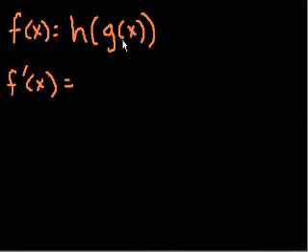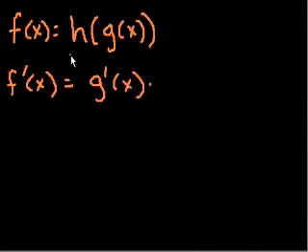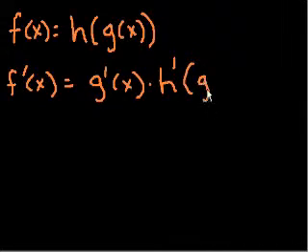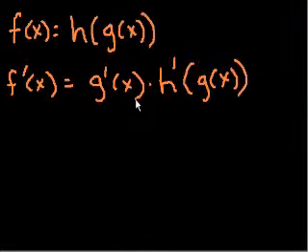is equal to the derivative of this inner function, g prime of x, times the derivative of this h function, h prime of x, but it's not going to be just h prime of x, it's going to be h prime of g of x. So let's apply that to some examples like we were doing before, and I think it'll make some sense.